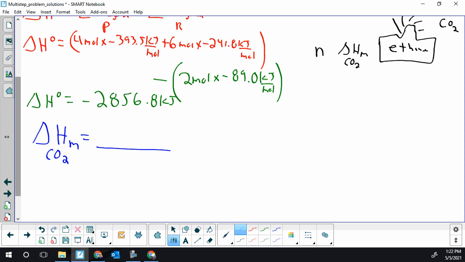So I'm going to use my balanced chemical equation. I'm going to get the delta H from the equation, and I'm going to get the corresponding moles from the equation. Nothing to do with this blue calculation, has to do with my black diagram. This is all coming from the equation.